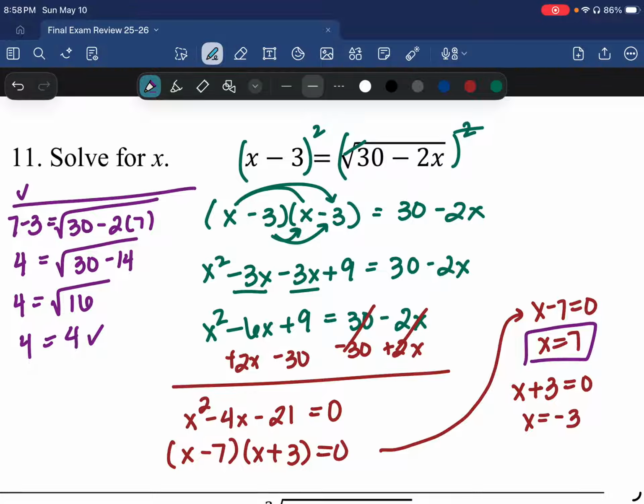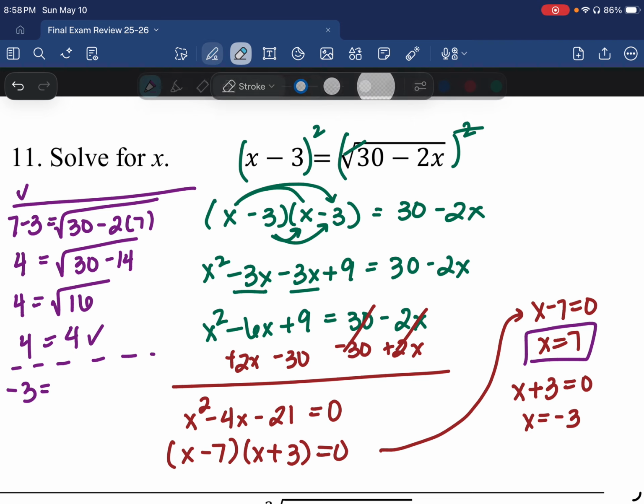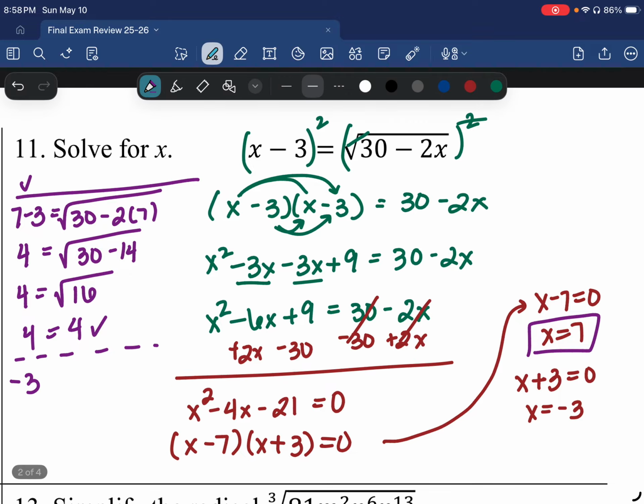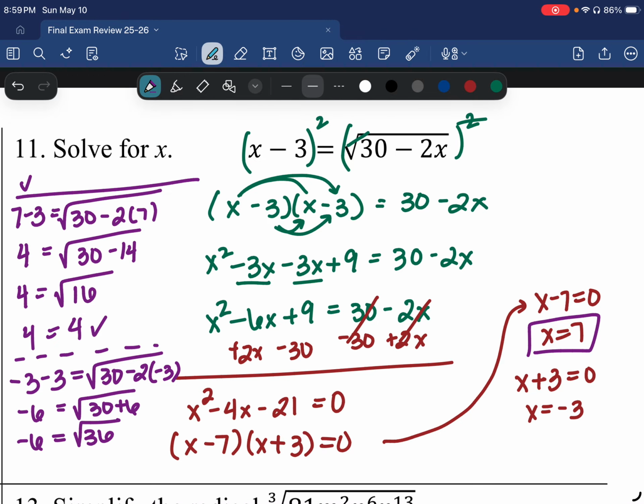Same process, but now we're going to use negative 3. So negative 3 minus 3 is equal to the square root of 30 minus 2 times negative 3. So negative 6 is equal to the square root of 30 plus 6. And then let's see, 30 plus 6 is 36, and the square root of 36 is 6. However, 6 does not equal negative 6, so that means that negative 3 produces a false statement, which means that is an extraneous solution.